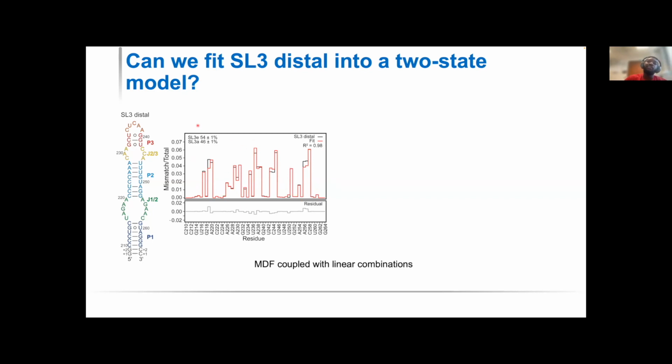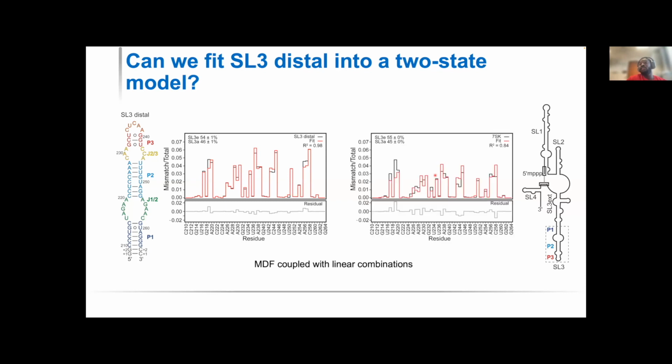Here, as you can see, this is the result that we got from the linear combination. What we observe is that the populations that we get closely matched the populations that we had from the DREAM clustering, which was great. Additionally, the linear combination of the two mutants nicely fit to the distal construct. On top of that, we also did the same on the full length 7SK construct, but just on the stem loop 3 region. Just like with the distal construct, this also nicely fits the data, and it's pretty consistent with the results from the DREAM clustering.